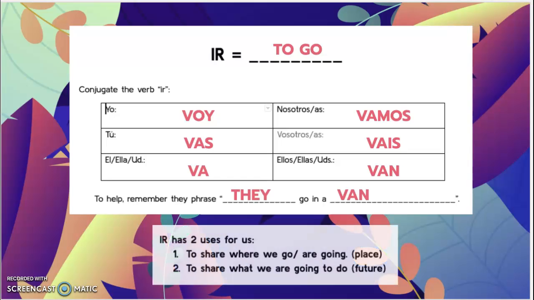We use the verb ir first to share where we are going. I am going to the pool, I'm going to the beach, I'm going to school, and then what we are going to do there. I'm going to swim at the pool. I'm going to lay out in the sun at the beach. I'm going to study Spanish at school, etc. So we're first going to start with where we are going.